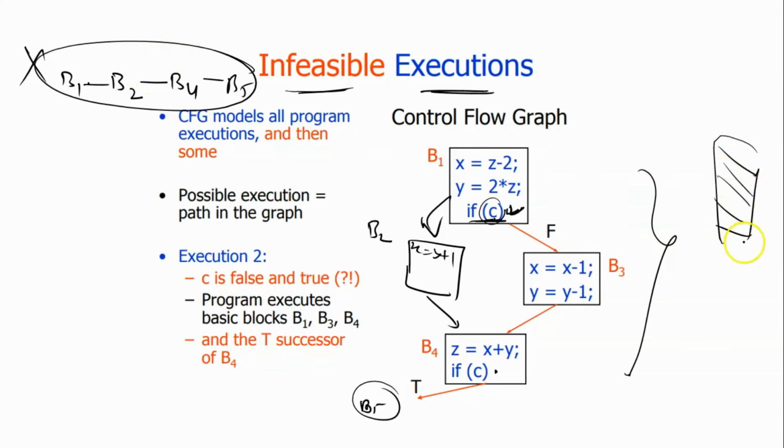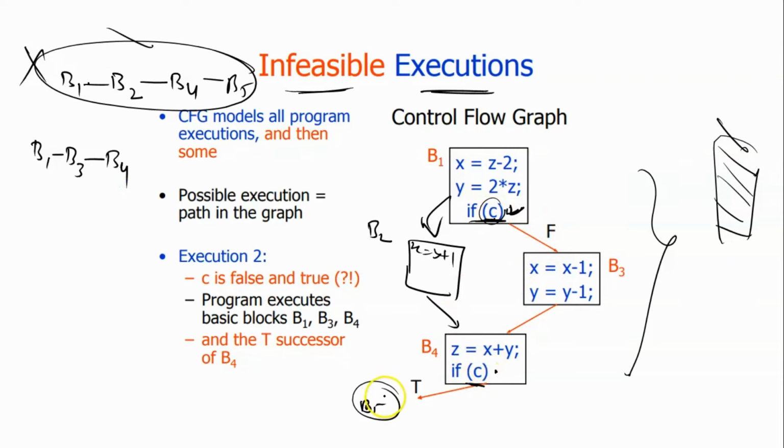When you actually run the program, this execution order will never be possible, because if this C is true, then this C will be false. So when you actually run the program, this execution order is never going to occur. Similarly, if this C is false, then from B1 you will go to B3, from B3 you will go to B4. If this C is false, then automatically this will be false.